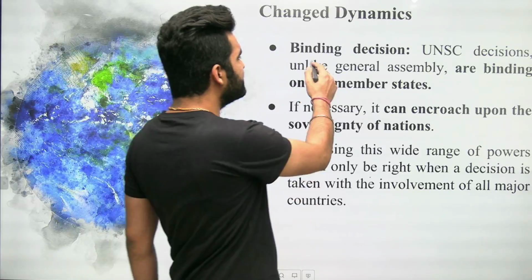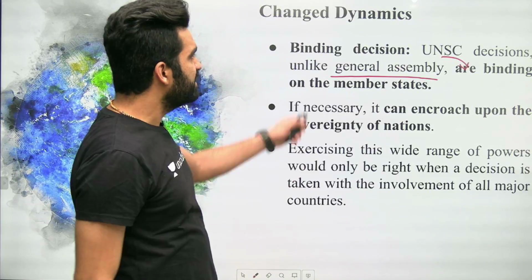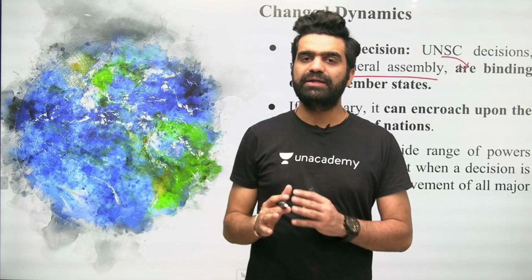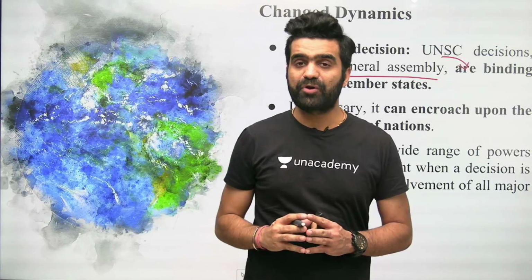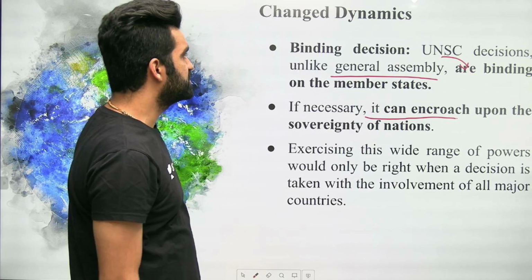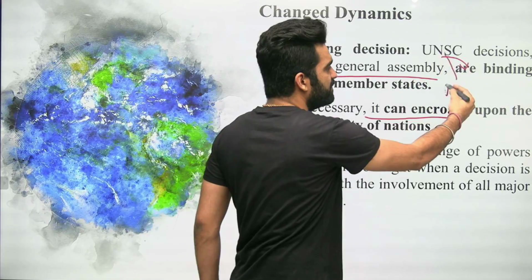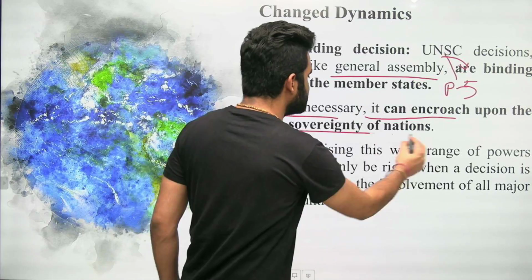United Nations Security Council decisions, unlike the General Assembly decisions, are binding on the member states. Now the member states ask, when UNSC is not reflective of their continent, is not able to tackle their problems, is not able to provide a solution to their problems like the IS phenomenon, why should we listen to it, right? If necessary, it can encroach upon the sovereignty of nations. It has been observed in the past in the form of Iraq and Afghanistan that UNSC, through the decisions made by the permanent five countries, has encroached upon the sovereignty of nations.